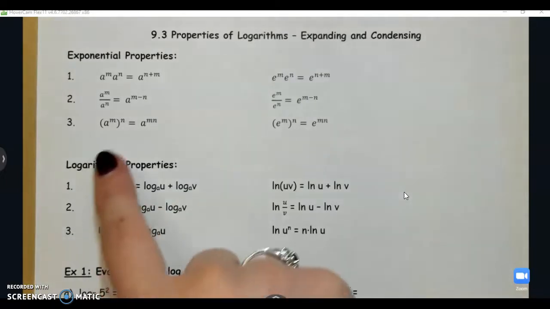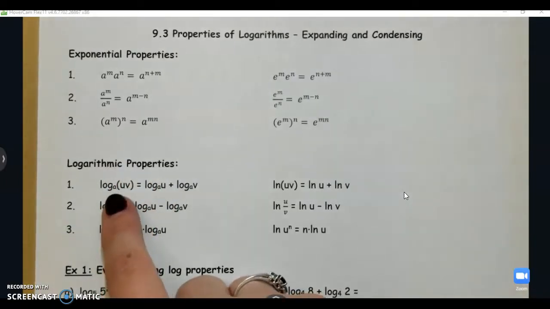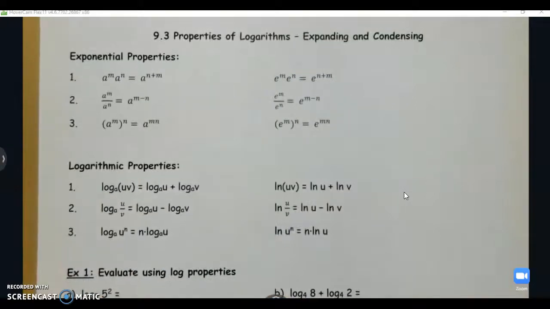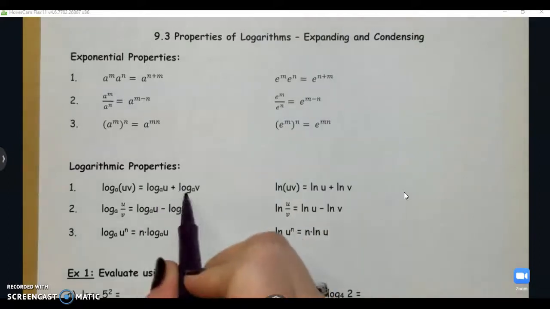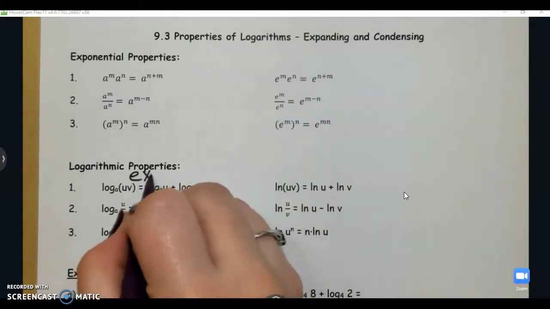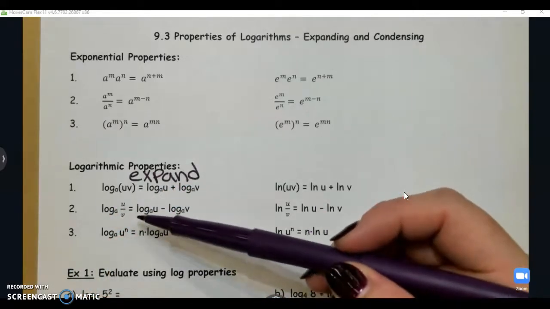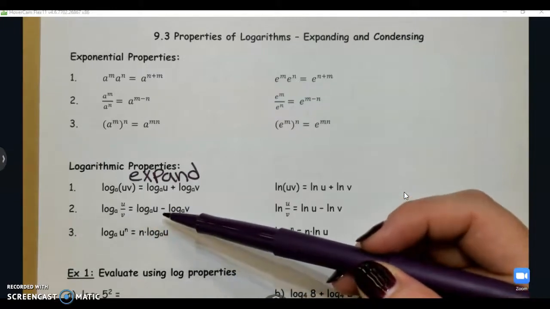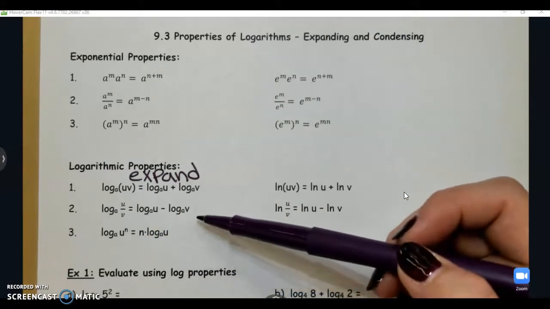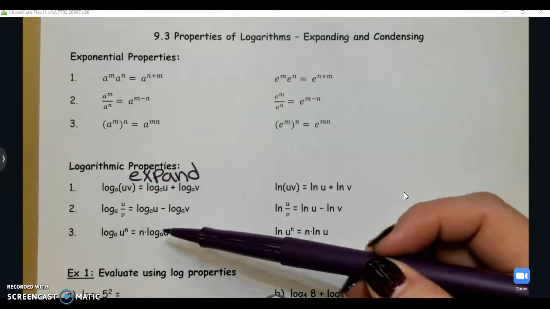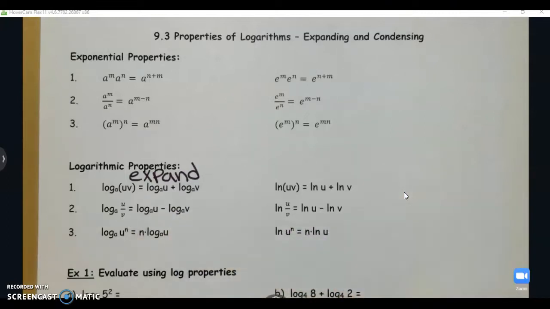So for log of base a, when we are taking log base a of u times v, we can expand that by taking log base a of u plus log base a of v. So these are all for expanding. If we are evaluating the log base a of u divided by v, that is the same thing as log base a of u minus the log base a of v. And when we are taking log base a of u to the n power, that is the same thing as that power n times log base a of u. So this is how we expand, when we go from a condensed to an expanded version.